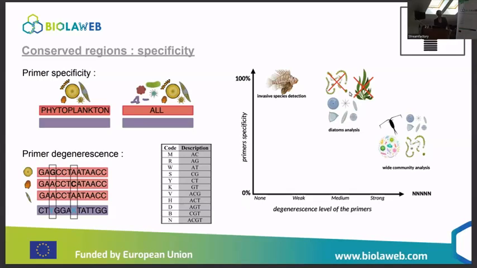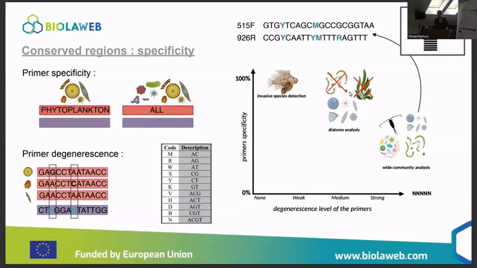So with degenerate primers, depending on the groups you want to target, you will play with the specificity and the degeneracy of the primers. And I give you here an example of primers of the 16S ribosomal genes that are used to target the whole diversity of bacteria and archaea. And you see that there are two degenerate bases for the forward primer and four for the reverse primer.